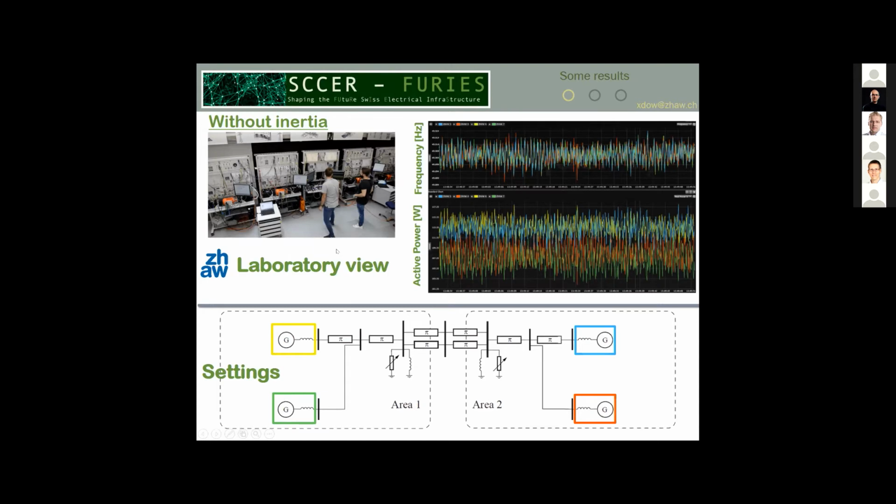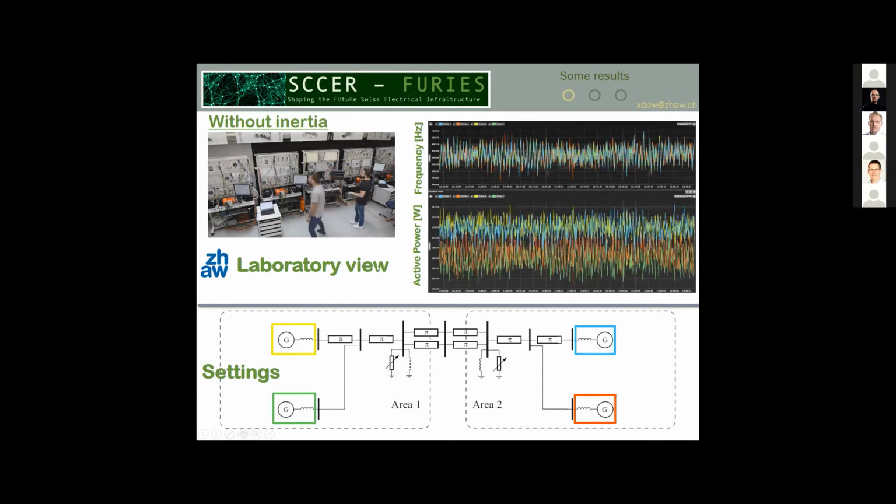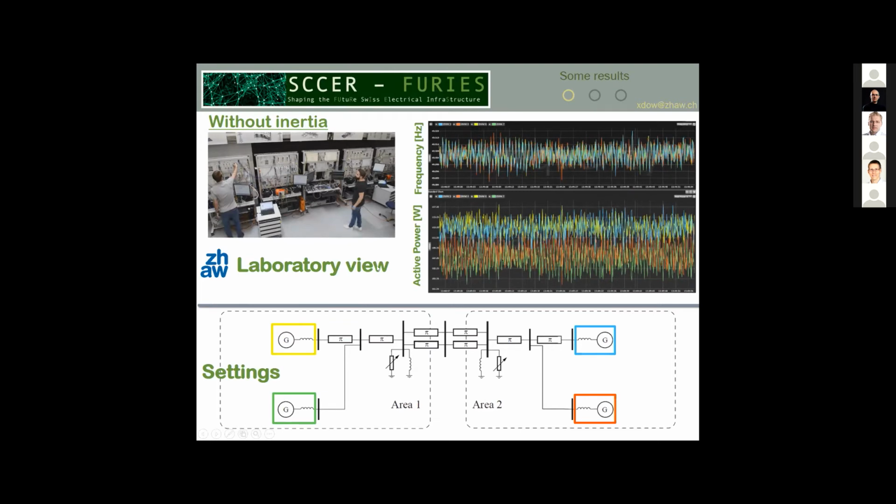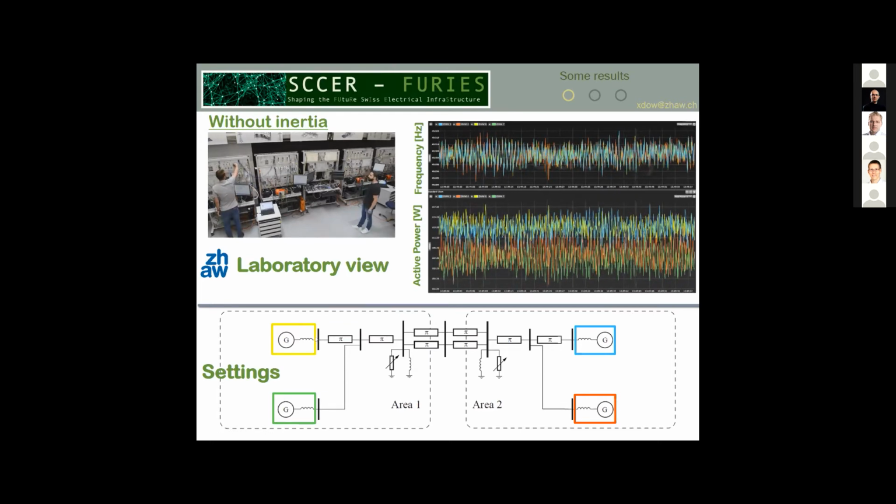He was my master student who worked on this project. You have here the PMU measurement, and what you can see here is the setting of the Kundur system. So for example, the first test is without any inertia. So we have the Kundur representation with generator of 1 kVA and no additional inertia. What I will do here is increase the load in area 1.